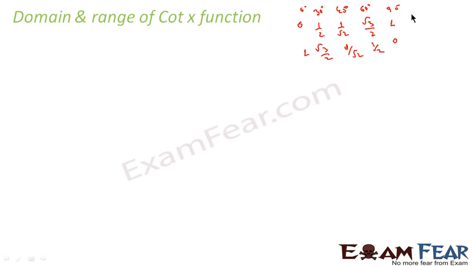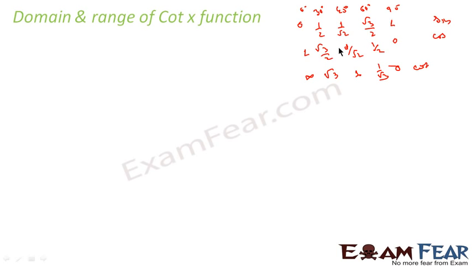Now I would write cot. Cot of this is sine, and this is cos, and cot is cos by sine. So cot becomes 1 by 0, which is infinite, then root 3, then 1, this becomes 1 by root 3, and this becomes 0. So I have values of cot.